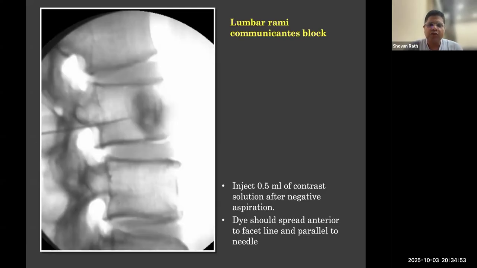So these are almost the basic procedures that we do, and they are very easy once you are habituated to the fluoroanatomy. Imagining a 3D picture in a 2D image is the difficult part initially, but it needs a practice of 6 months to 1 year. If you are doing it regularly, it's very easy.